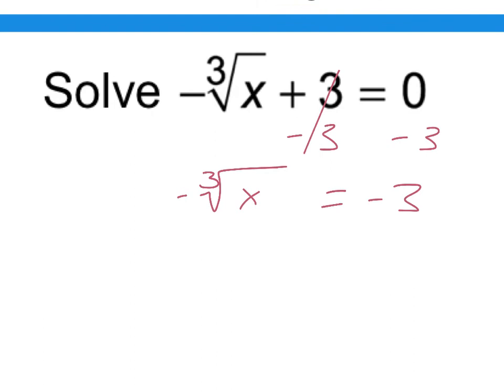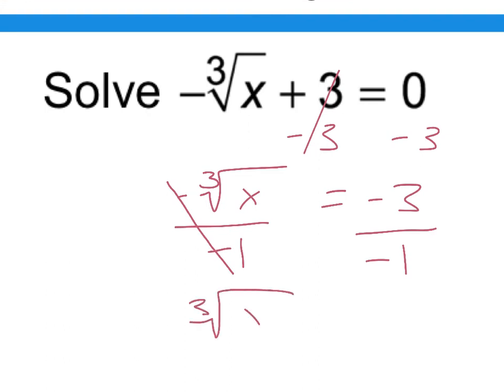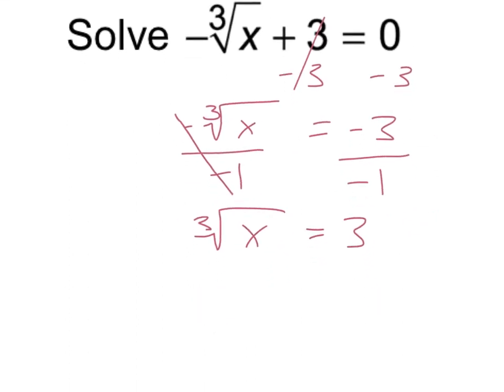We need to get our cubed root to be all by itself, so we have to get this negative sign to the other side, and we can do that by dividing both sides by -1. So a negative divided by a negative cancels out on the left side, so we're left with the cubed root of x on the left, and a -3 divided by -1 is just 3.